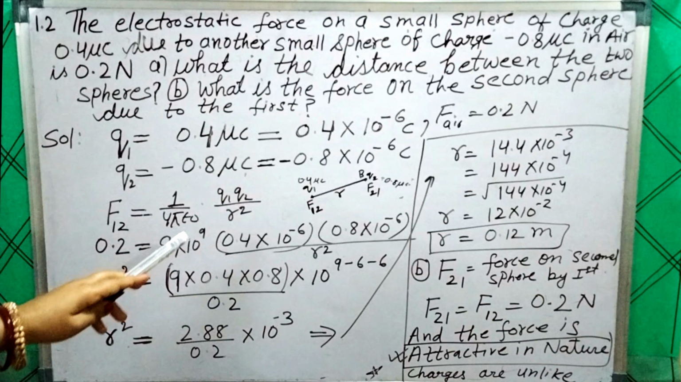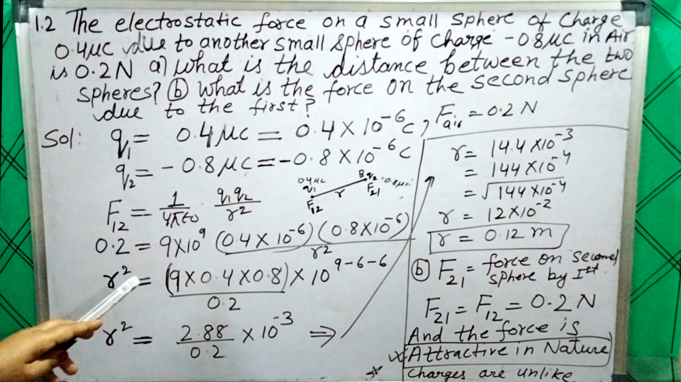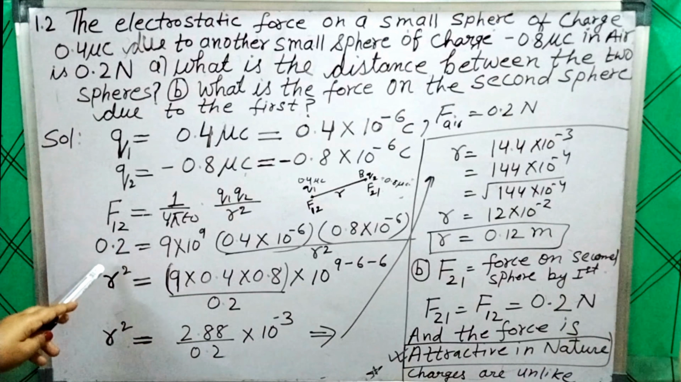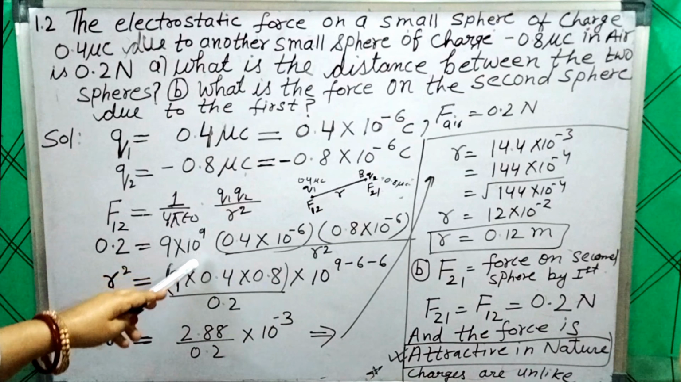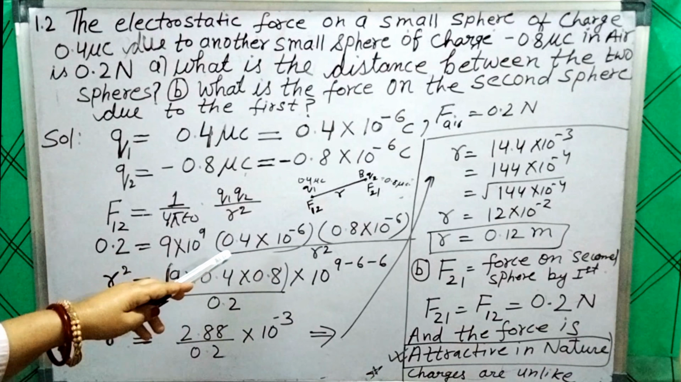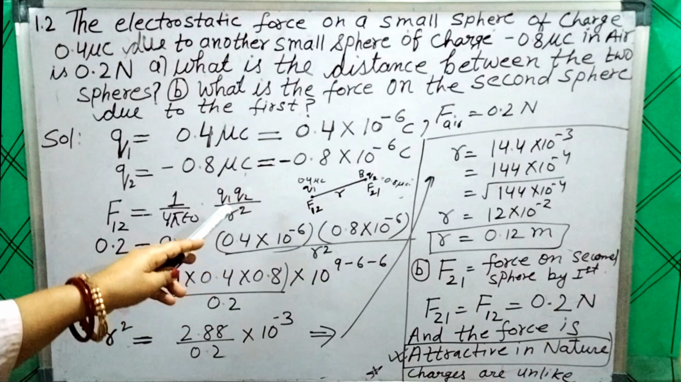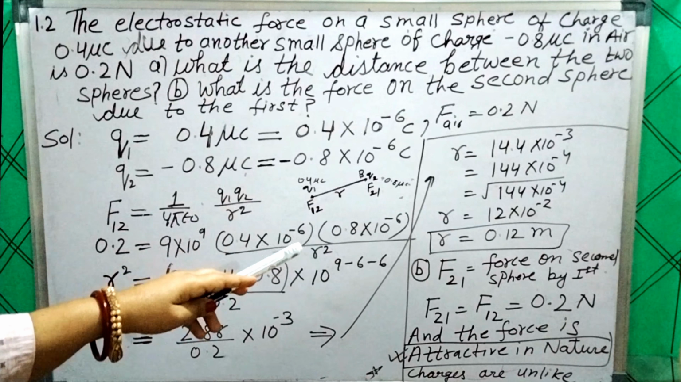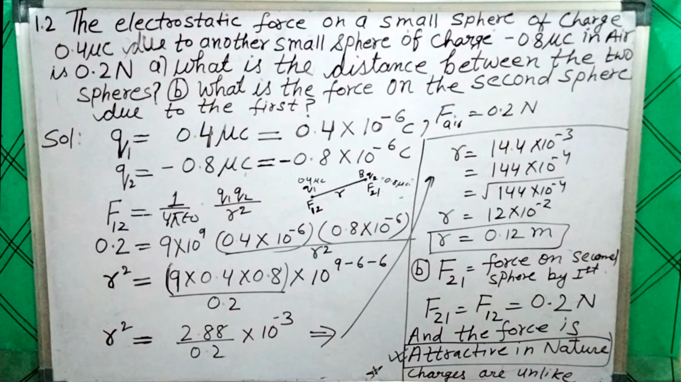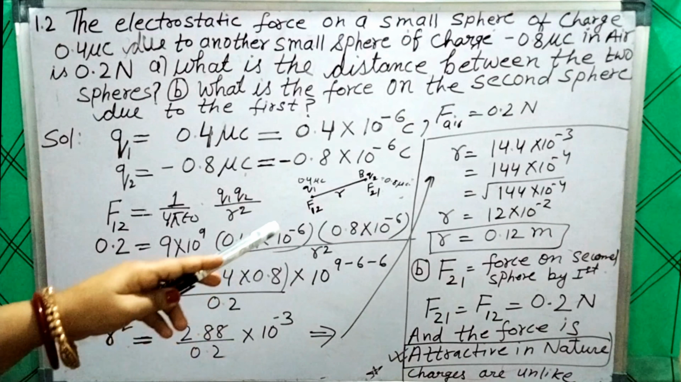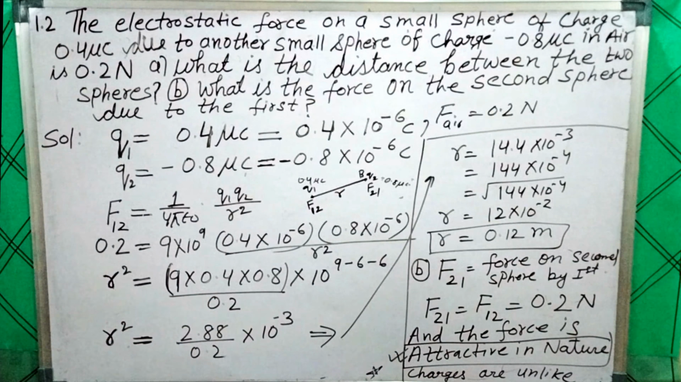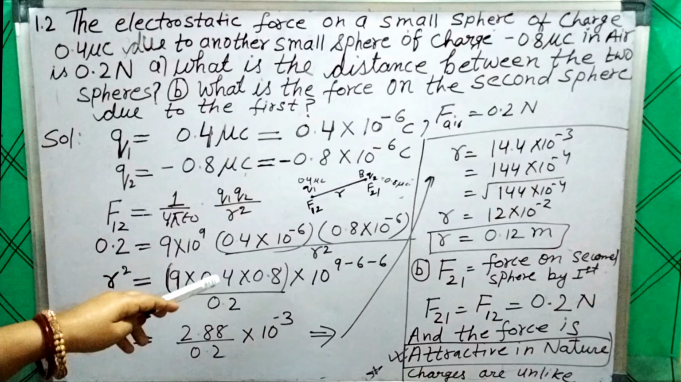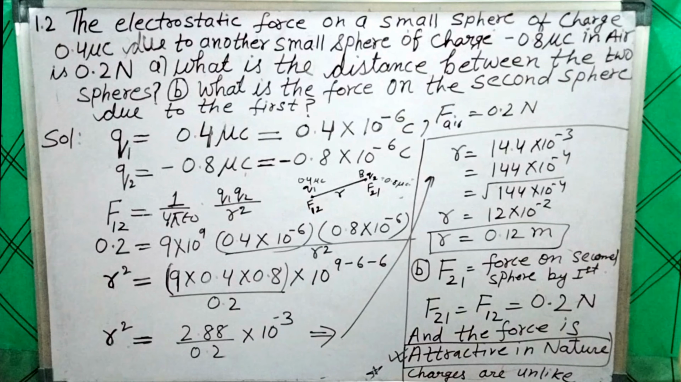So by Coulomb's law of force, simply put the values of Q1, Q2. F12 is given 0.2. This is 9 into 10 to the power 9, Q1 0.4 into 10 to the power minus 6, and Q2 0.8 into 10 to the power minus 6 by r square. Just take out r square, and by the simple calculation, we are getting r is equal to 0.12 meter. So the distance between the two spheres is 0.12 meter.